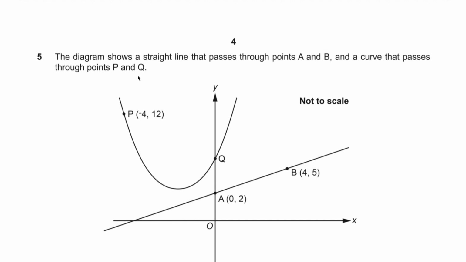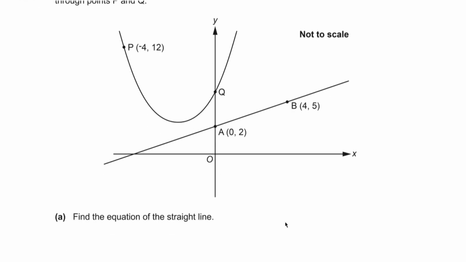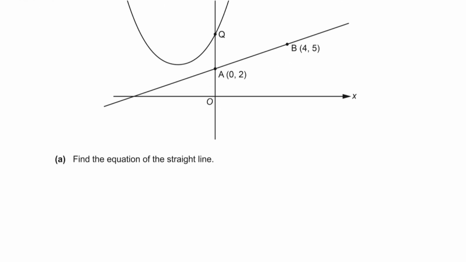Question number 5. The diagram shows a straight line that passes through the points A and B, and a curve that passes through P and Q. And that's what we see in this diagram. Part A, we have to find the equation of the straight line. This is our straight line. To find the equation of that straight line, we need two things. We need the gradient and the y-intercept. The y-intercept, that's straightforward, that's just 2. When x is 0, y is 2. It's where the line passes through the y-axis.